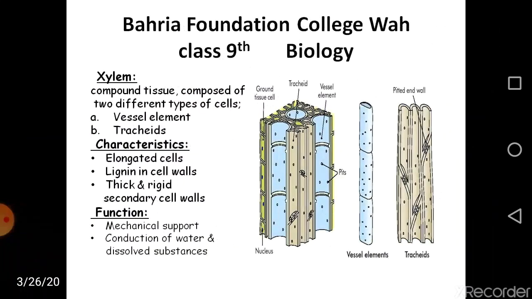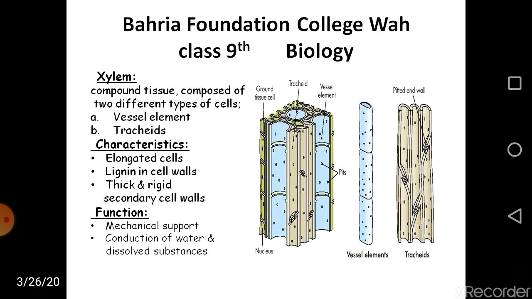So let's start with xylem. Xylem, a compound tissue, is composed of two different types of cells. One is vessel elements and the other is tracheids. In the diagram you can also see these two labeled, tracheid and vessel elements.